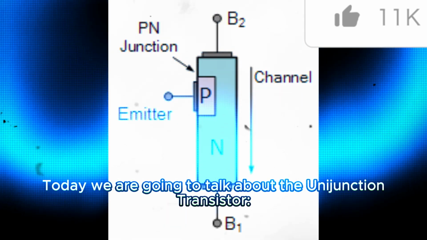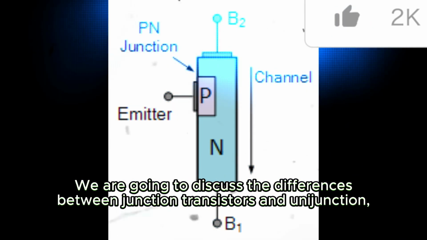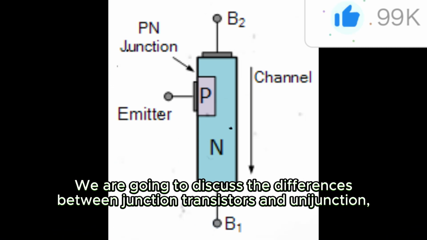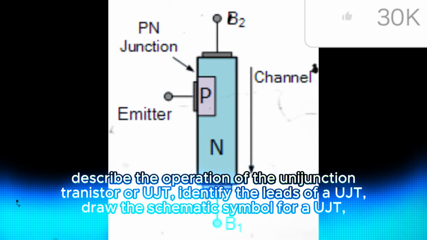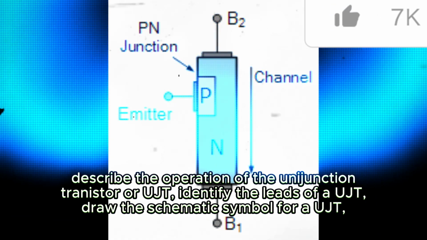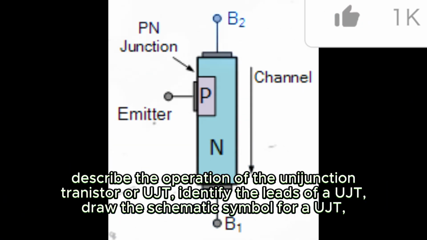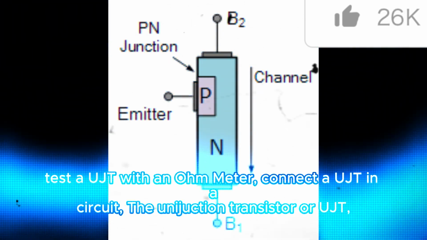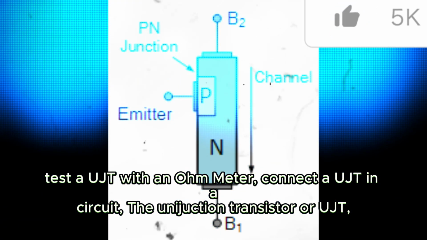Today we are going to talk about the unijunction transistor. We are going to discuss the differences between junction transistors and unijunction transistors, describe the operation of the unijunction transistor or UJT, identify the leads of a UJT, draw the schematic symbol for a UJT, test a UJT with an ohmmeter, and connect a UJT in a circuit.